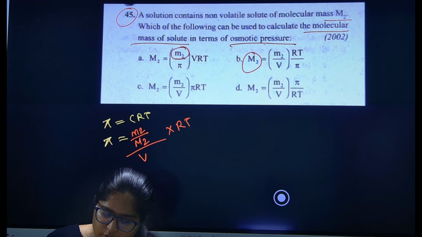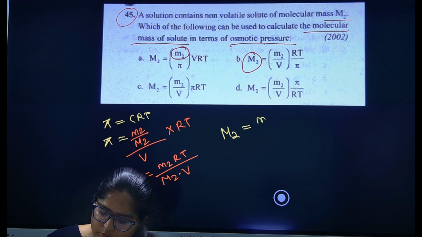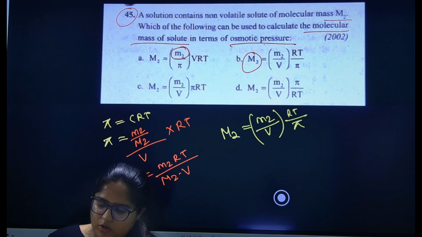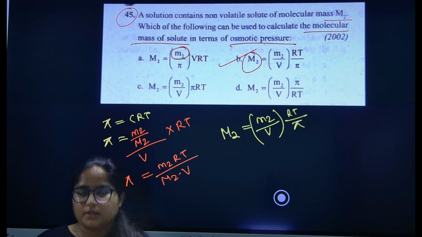Very simple. So from here, pi will be equal to small m2 RT by capital M2 into V. So from here, capital M2 will be equal to small m2 by V, RT by pi. So option number B is the right answer.